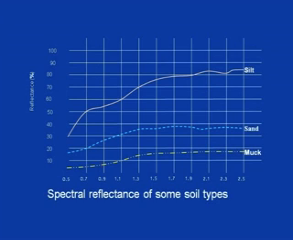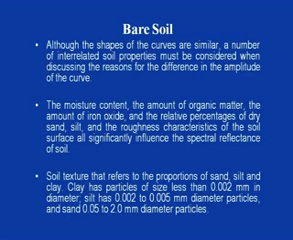We can see that the general nature of the spectral curves of the soils is rising from the visible region into the near infrared region, and thereafter there is a flattening in the spectral response curves. For different types of soil materials, the reflectance may vary between different regions of the electromagnetic radiation. Although the shapes of the curves are similar, a number of interrelated soil parameters must be considered when discussing the reasons for the differences in the amplitude of the curve.